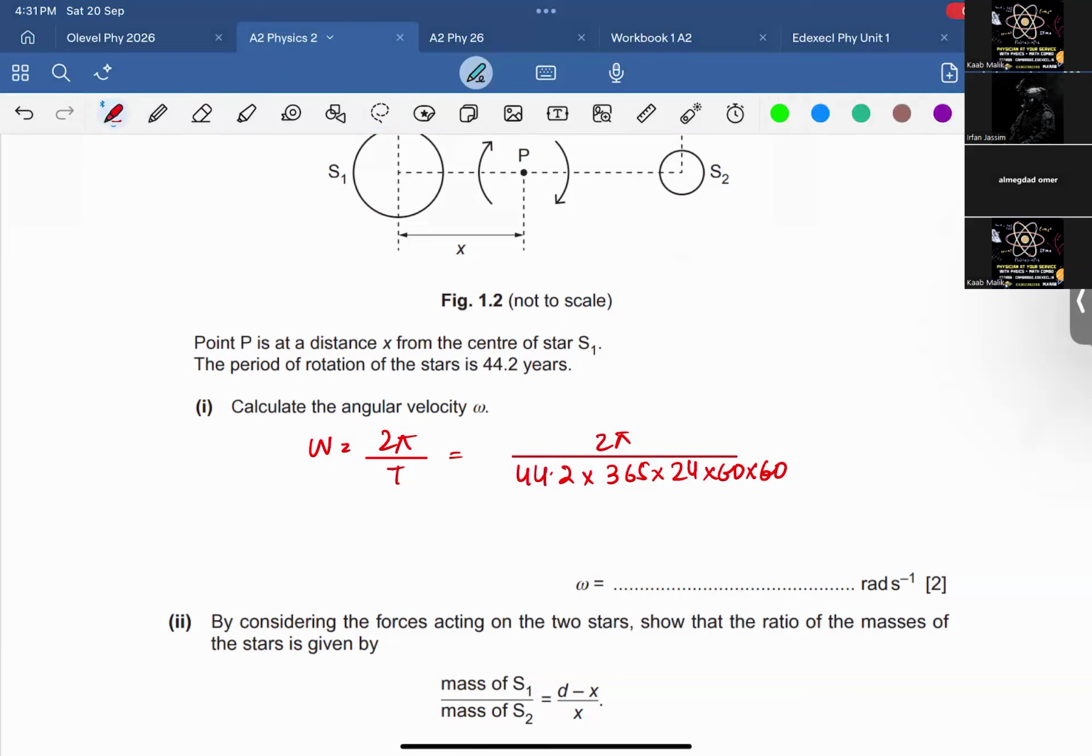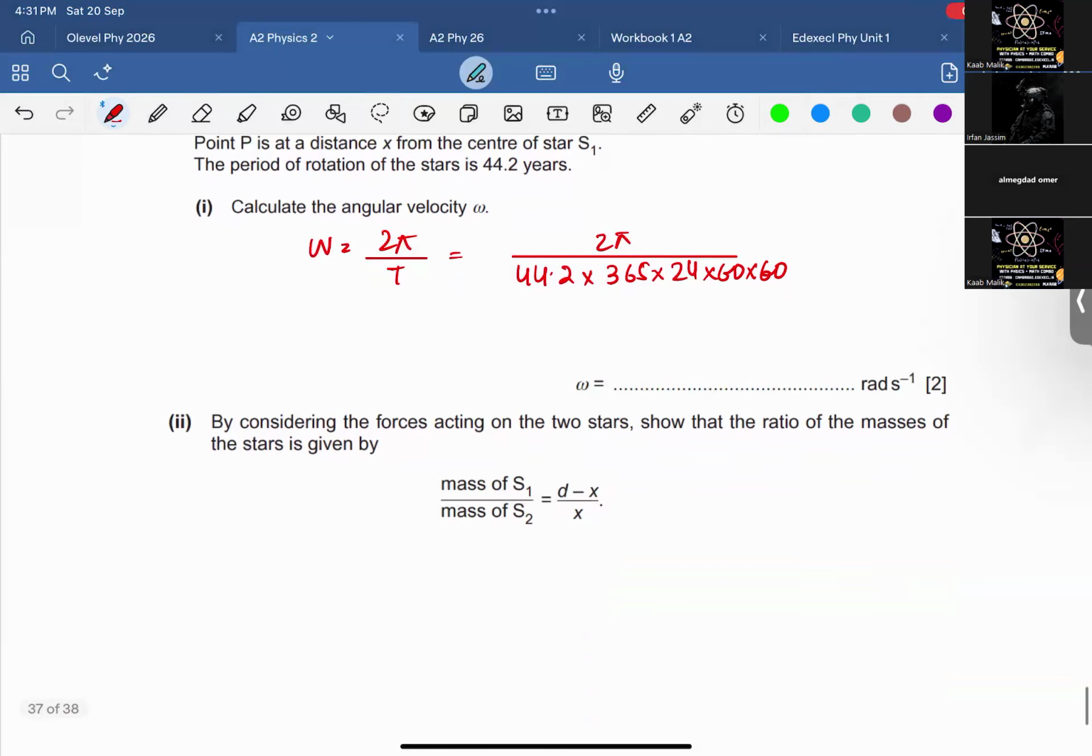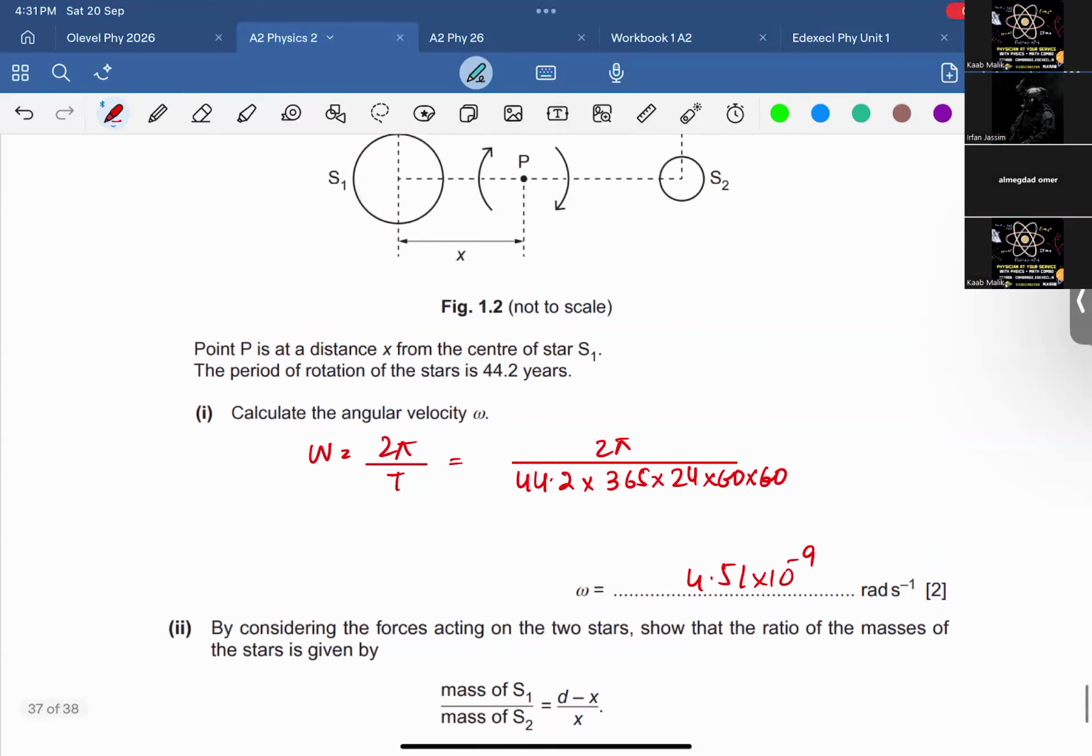How much? 4.51 into 10 to the power minus 9. Okay, let's move on. But I think we can just take it as 4.5 because the previous answer has 3SF. We have to consider significant figures, not the decimal places.